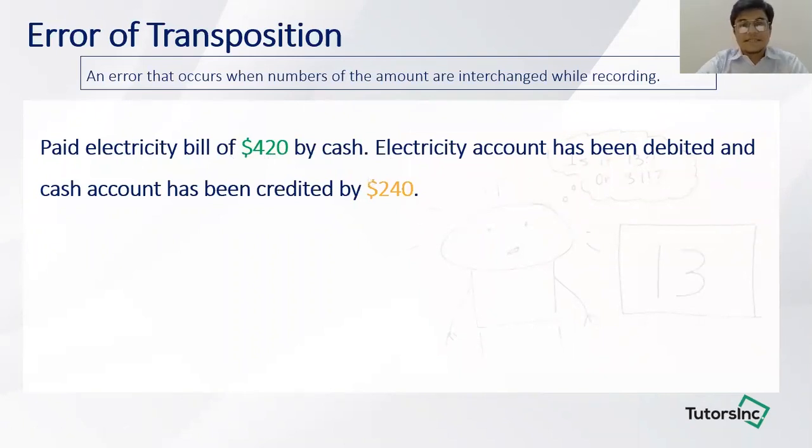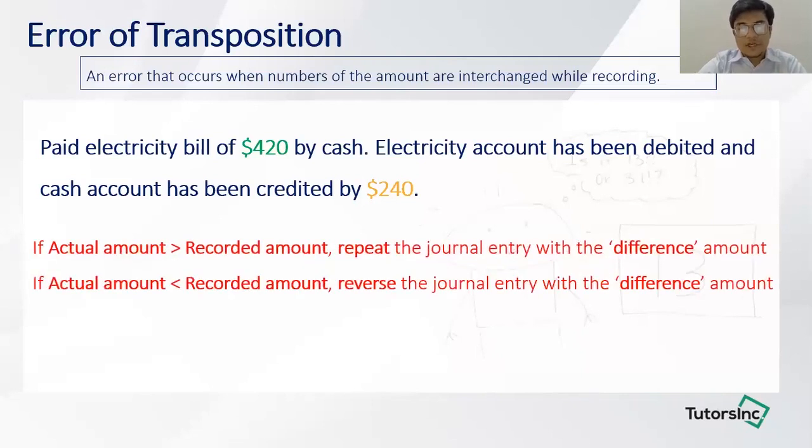So this error is pretty similar to the error that we have just talked about, which is called error of original entry, which takes place when the incorrect amount has been recorded. So we have learned this back while we were talking about error of original entry, that if the actual amount is greater than the recorded amount, we need to repeat the journal entry with the difference amount. If the actual amount is less than the recorded amount, we need to reverse the journal entry with the difference amount. Now the actual amount was $420.